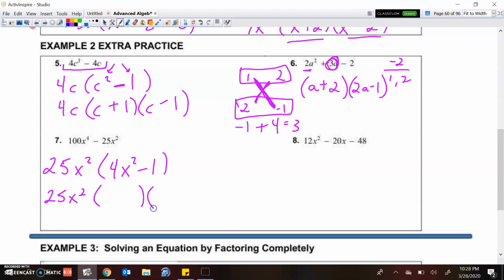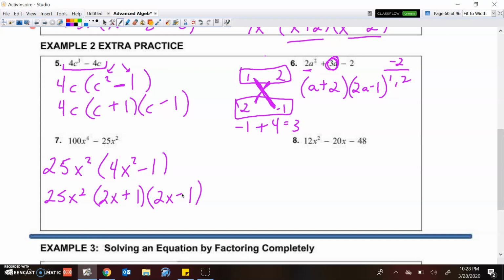Now this, the reason I keep going is because, again, I always want to see, is this a pattern, what's left? And that is a perfect difference of two squares, meaning the square root of 4x squared is 2x. Square root of 1 is 1, and then I have a plus and a minus. And that's the end answer.